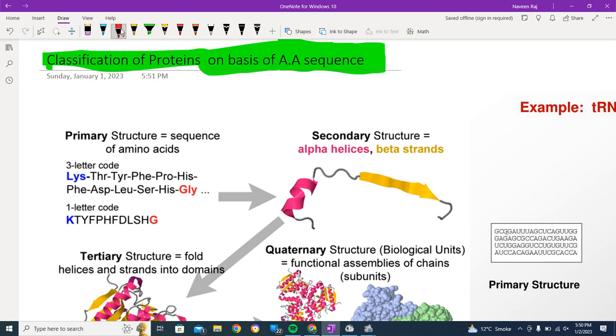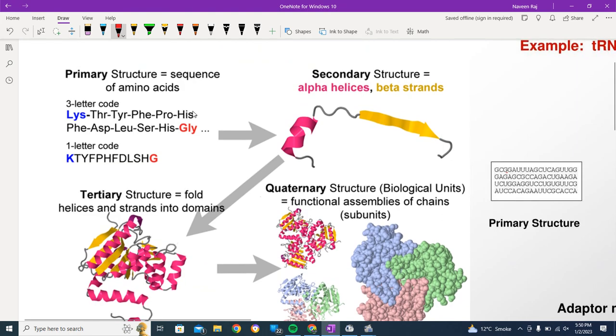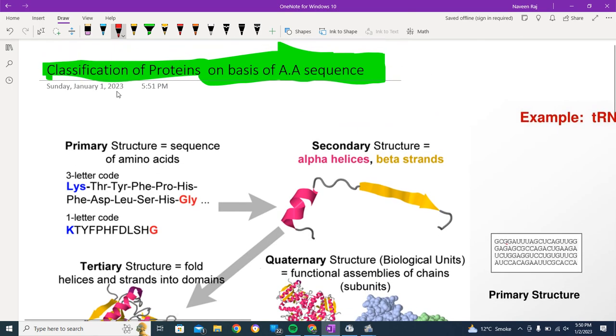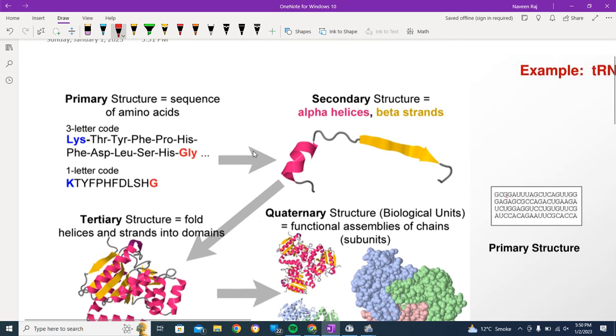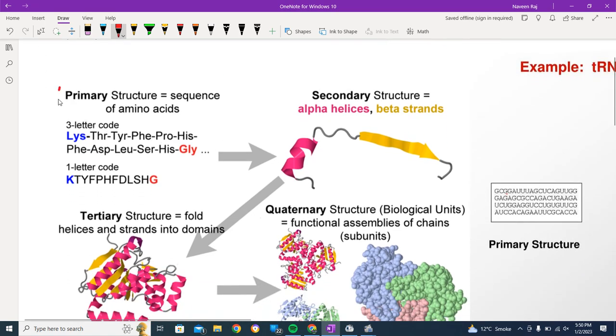First of all, I will be explaining this whole topic with the help of a diagram. There are four types of classification, or you can say four types of amino acid sequence structure. The first one is the primary structure, the second is secondary, the third is tertiary, and the fourth is quaternary. Now we will talk about each of them in depth.